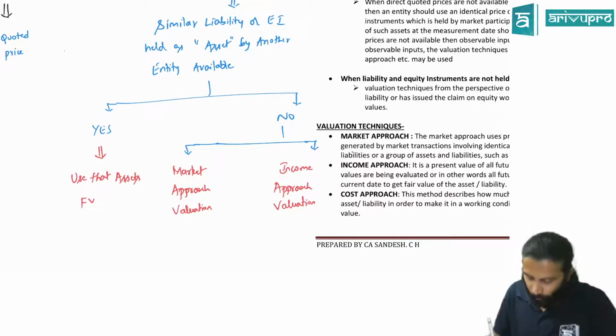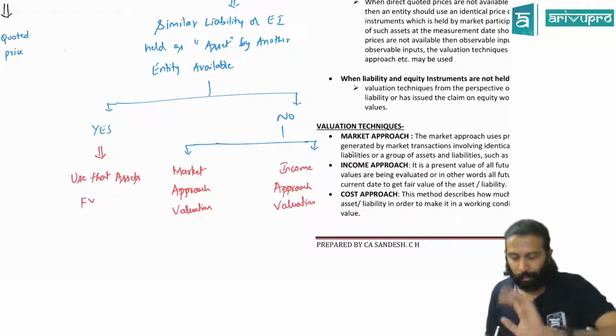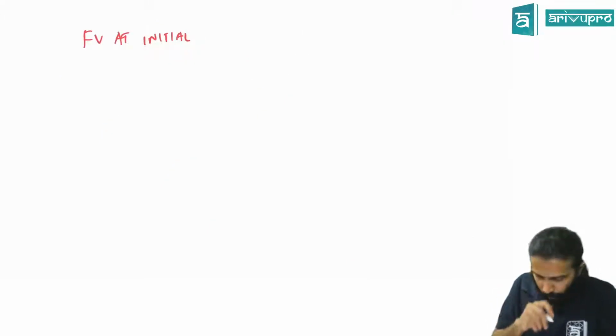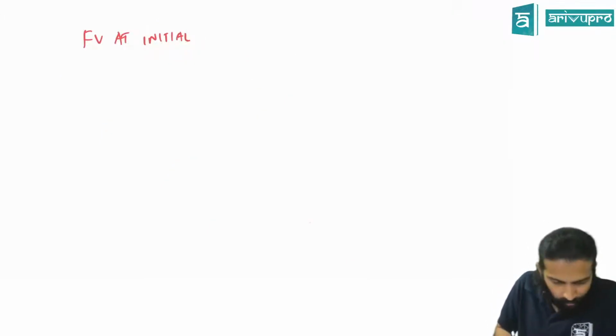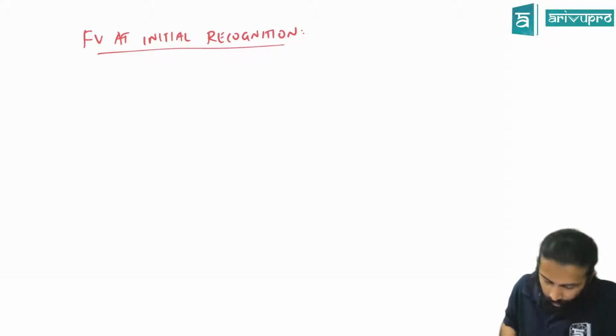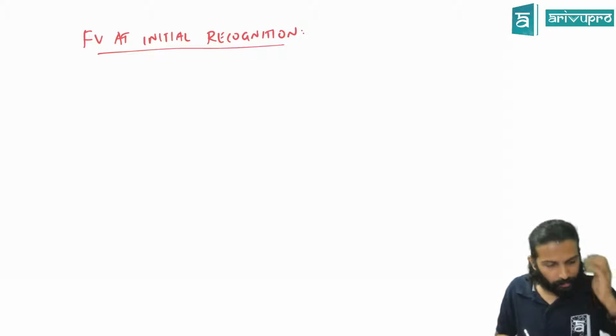Other than liability or equity instruments, there are in fact three valuation techniques. Cost approach, we will see when to use. Not for liability, definitely. One small concept is there. Write that down. It is not there in your book. I'll give you a couple of pointers for that. Fair value at initial recognition. This is for initial recognition of both assets and liabilities.